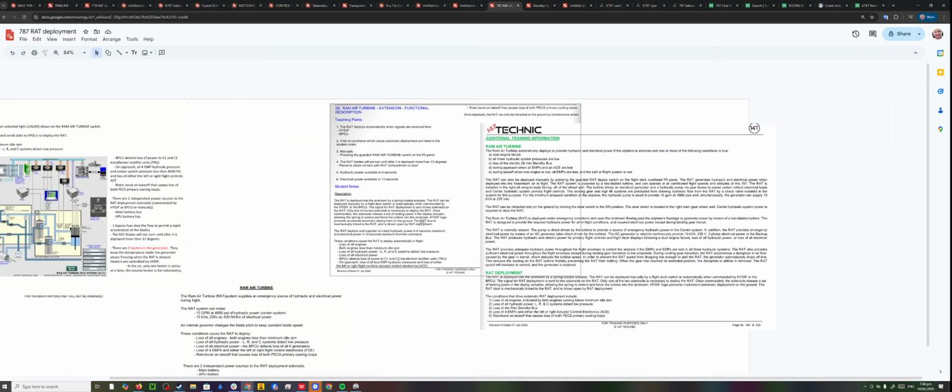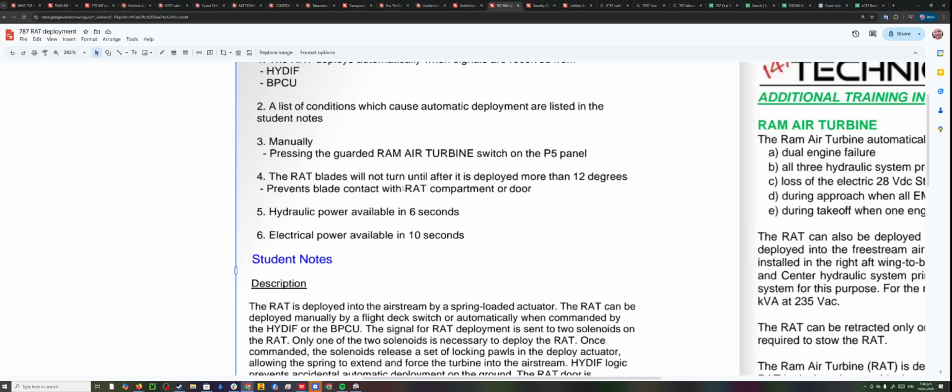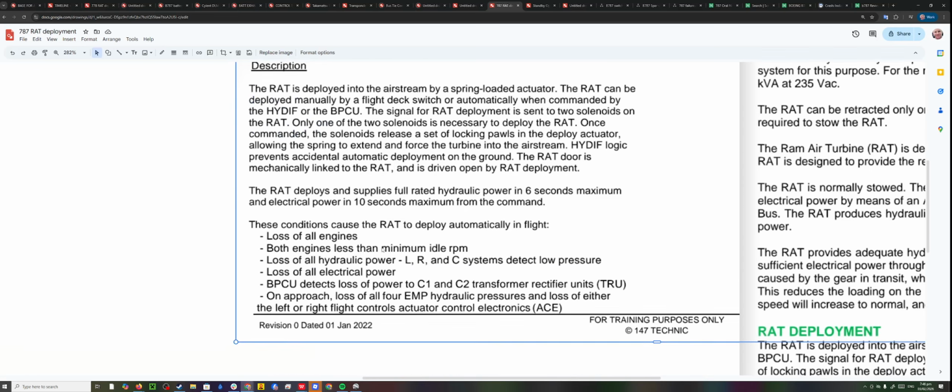Next document. All right. More about the blades. Hydraulic power is available in 6 seconds when it's out. Electrical power is available in 10 seconds when it's out. Okay, once commanded.